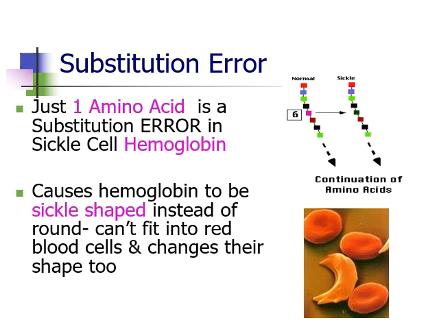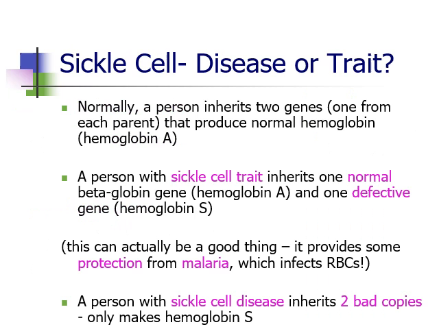Okay, and many people actually have this. And this can lead to different conditions where you have anemia, where you have an iron deficiency, or where oxygen can't get around the way it's supposed to. So there is a discussion about whether sickle cell is a disease or if it's a trait. Normally, a person who inherits two genes, one from each parent, they produce the normal hemoglobin. This is a protein that's found in red blood cells. So normally a person gets two normal copies of that and they have normal red blood cells.